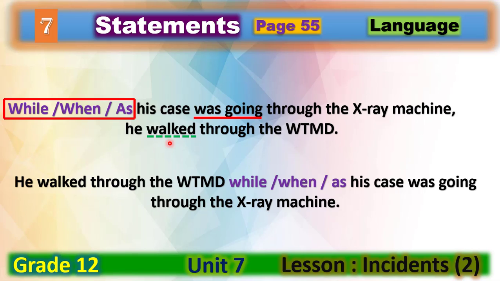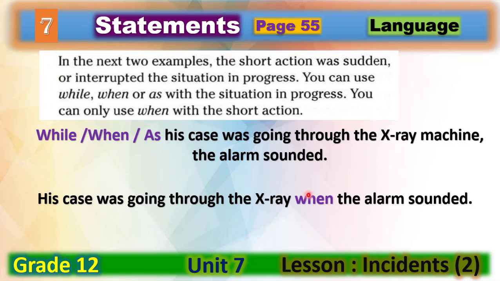The second example is the same as the first example, but in this case we use when, while, and as in the middle of the sentence. So when, while, as come in the middle of the sentence, what comes before them? What tense? Past simple. And what tense comes after them? Great. Past progressive or past continuous. Great. Now, let's have a look at this rule.